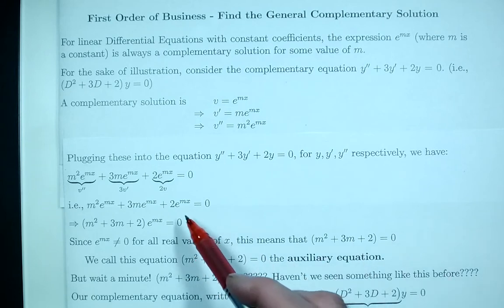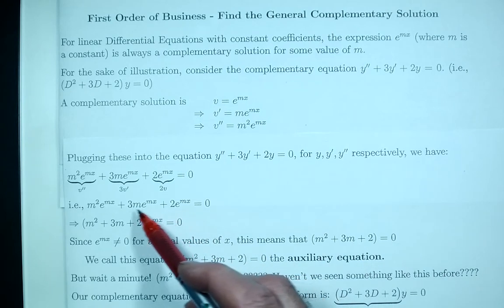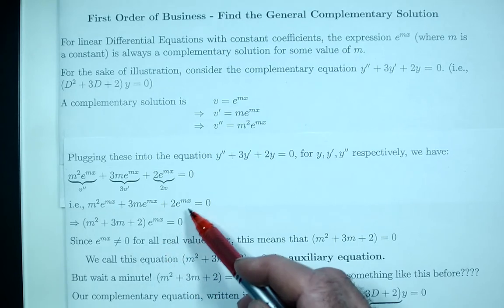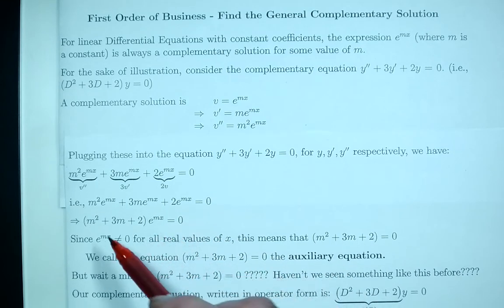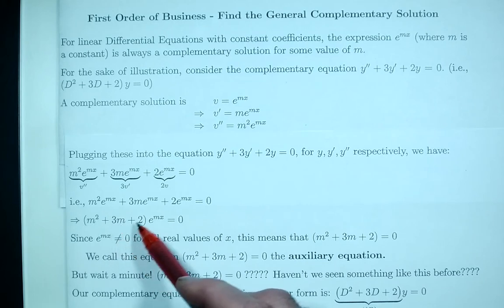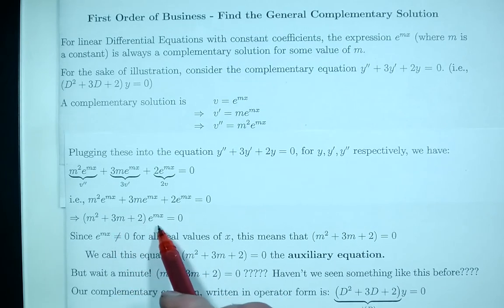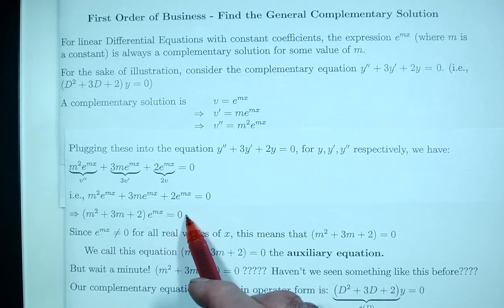Well, e to the mx is a factor of each term here, so let's factor it out. We factor out e to the mx, and that leaves us with m squared plus 3m plus 2. And this polynomial in m times e to the mx is 0.